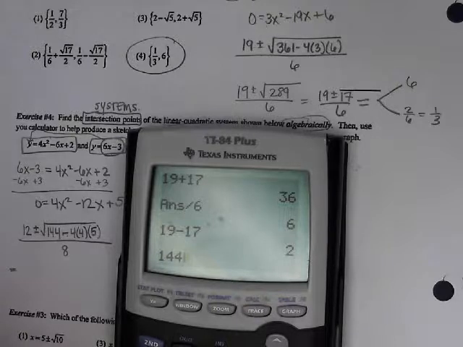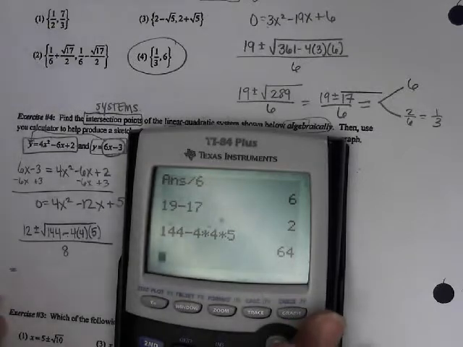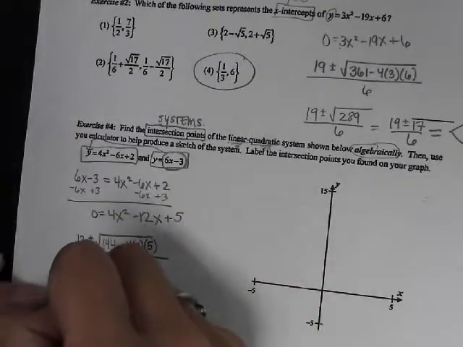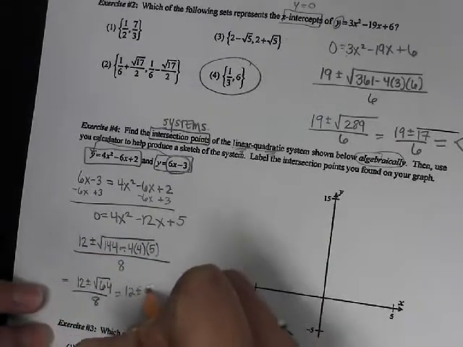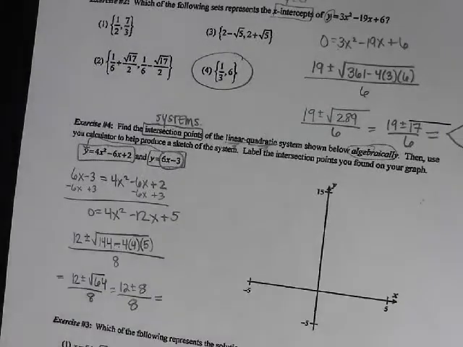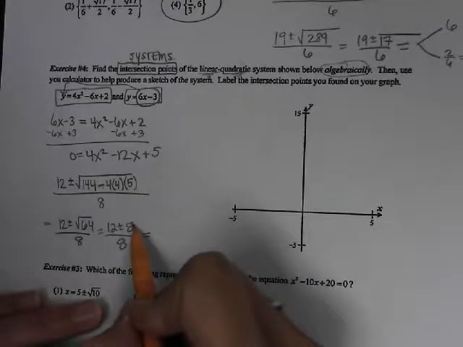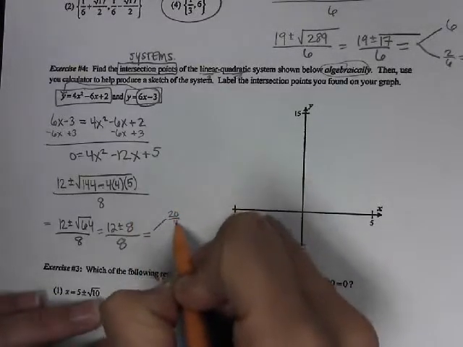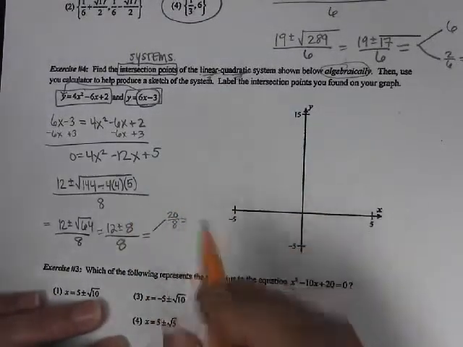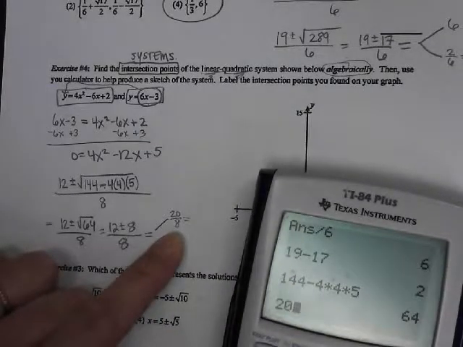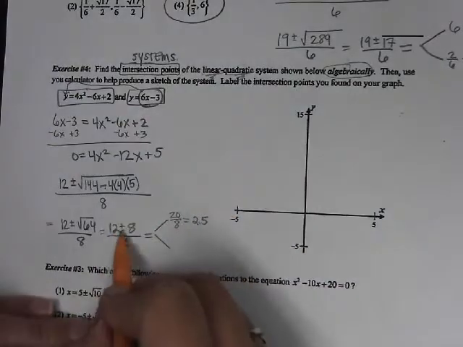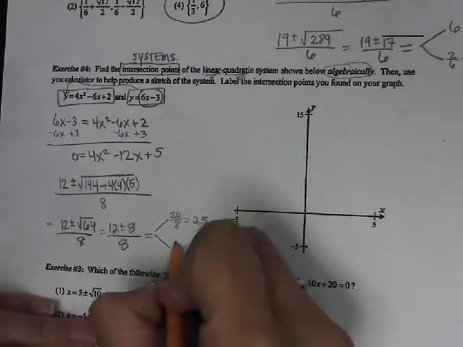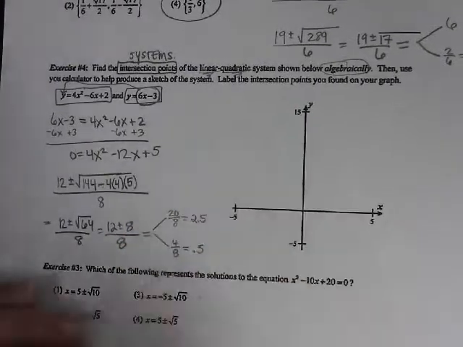A little work coming up with our discriminant. 144 minus 4 times 5 gives us a discriminant of 64. So 12 plus or minus root 64 over 8, which we all know the square root of 64 is 8. So it's 12 plus 8, which is 20 divided by 8, which is, let's see, 2.5. And then 12 minus 8 is 4 divided by the 8 is 0.5.